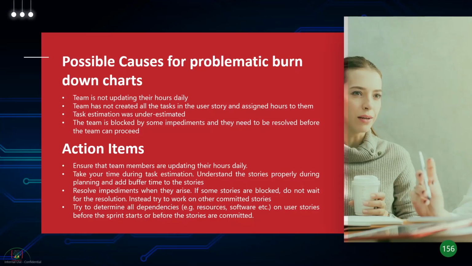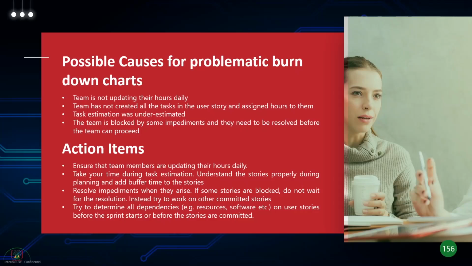Resolve the impediments when they arise, right? If there are some stories that are blocked, do not wait for the resolution. Try to work, if possible, on other stories which have been committed, right? Try to determine all dependencies, right? That's why it's very important to have independent stories, if you remember the INVEST principle. If you have stories which have dependencies, it makes it very difficult to not only give a time estimate, task estimation, but if you are blocked on some impediment, multiple stories might get blocked. That's why you should try to have independent stories.